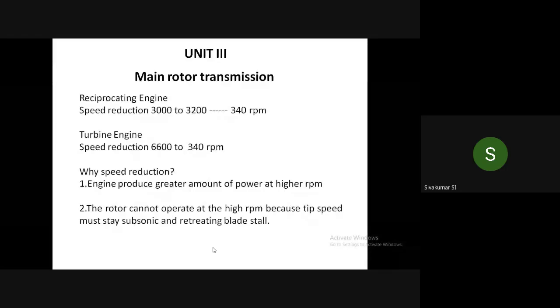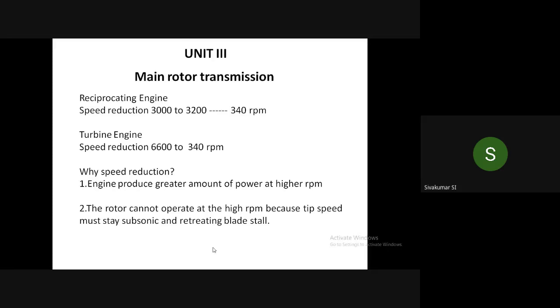That is the piston engine. Some helicopters have a horizontally opposed cylinder arrangement. The number of cylinders may be 6, or maybe 4 for very small helicopters. Piston engines are classified depending upon the cylinder arrangement or firing order. The reciprocating engine runs at low speed, approximately 3000 to 3200 RPM.